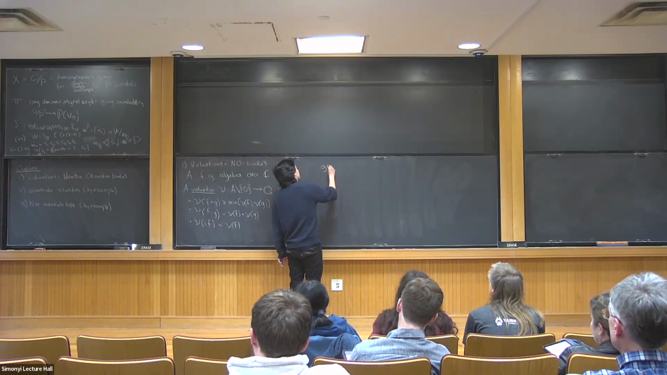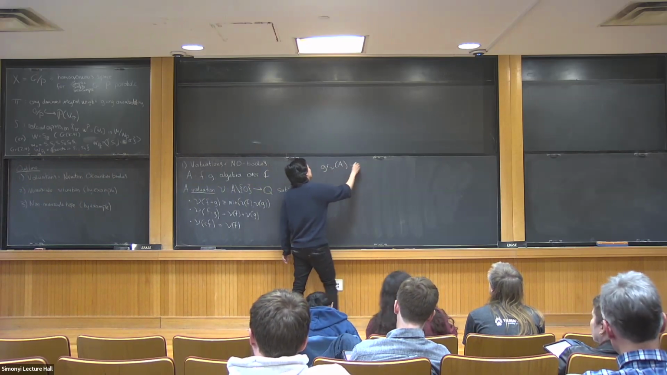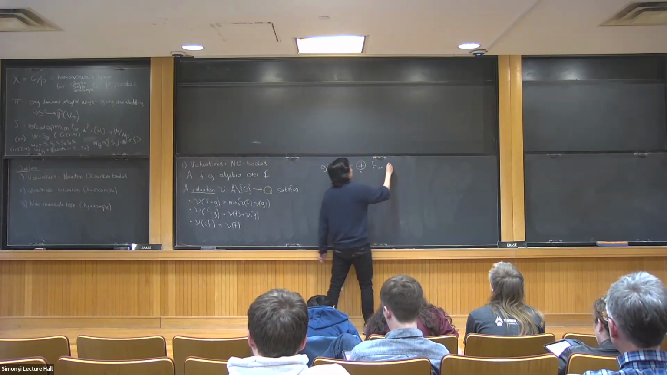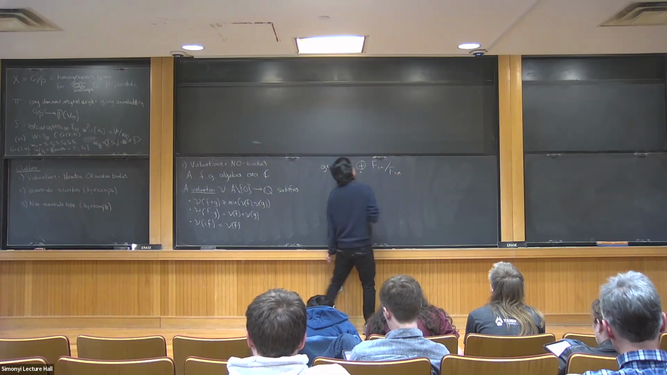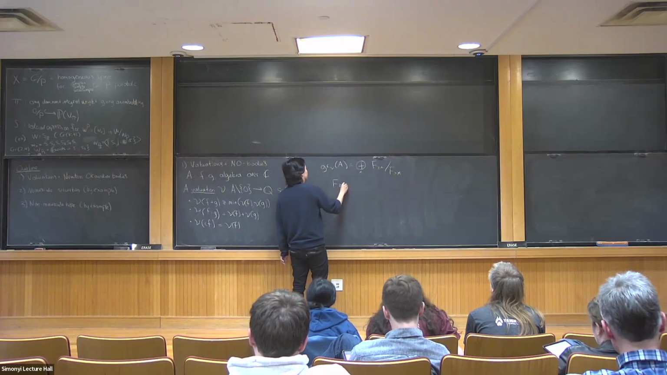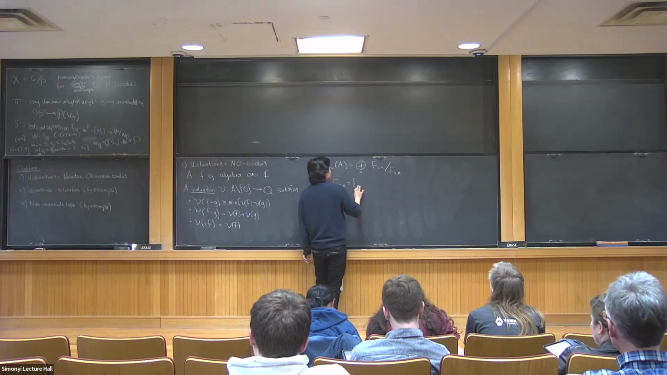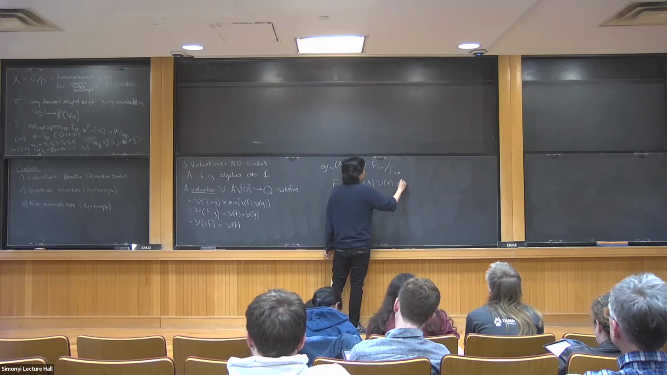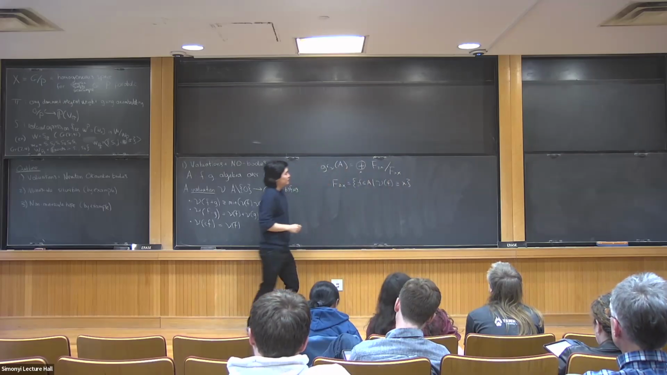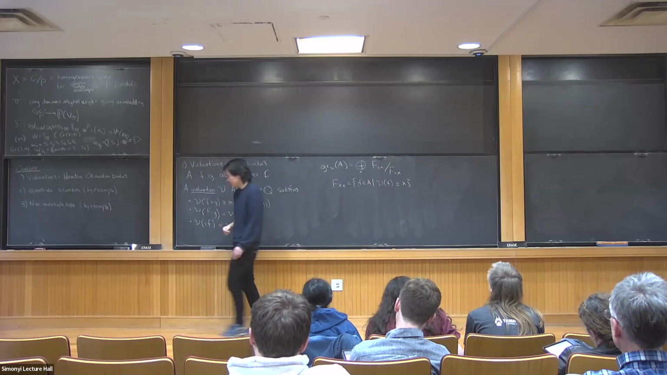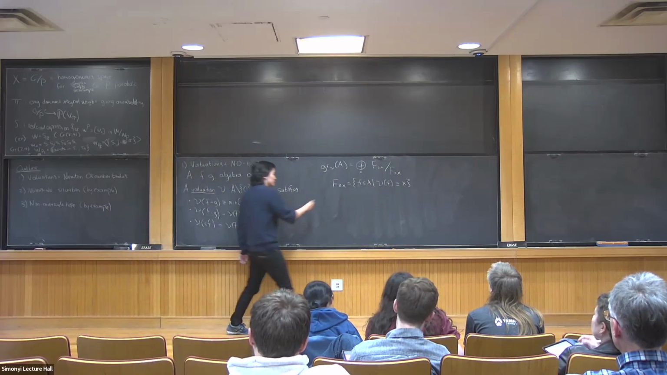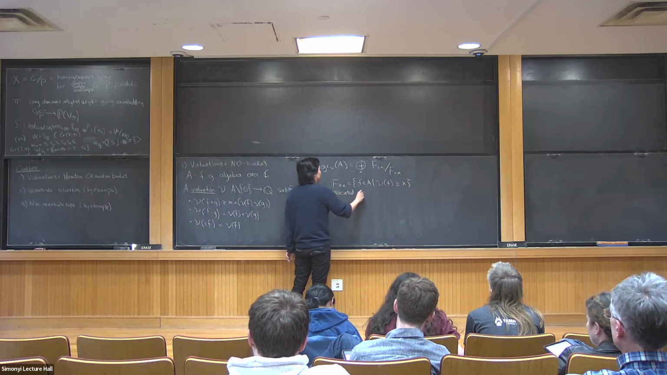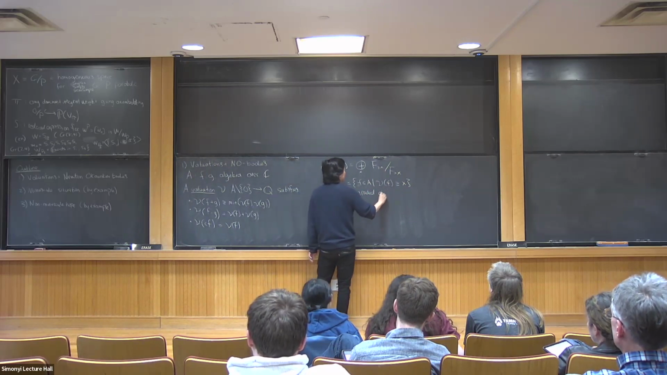I'll also define the associated graded for a valuation, where f greater than or equal to x is all the elements whose valuation is greater than or equal to x. Okay, and analogously for f greater than x. So this is called the associated graded algebra.